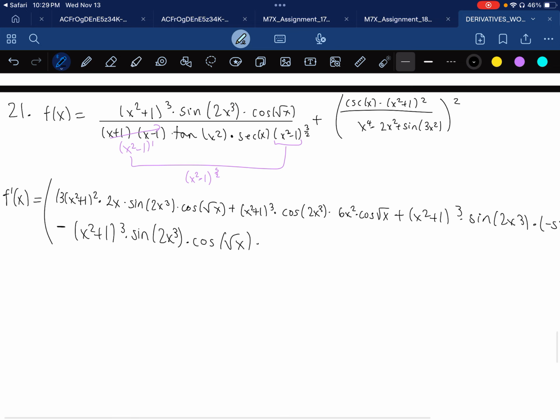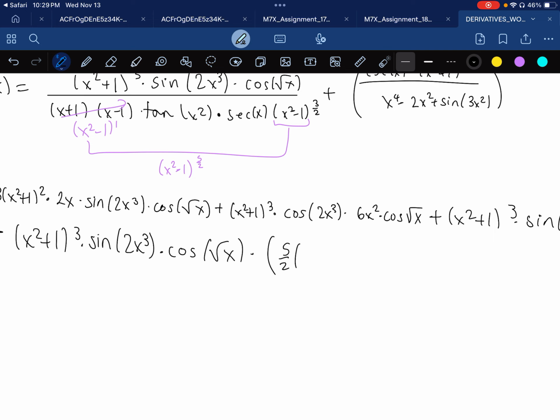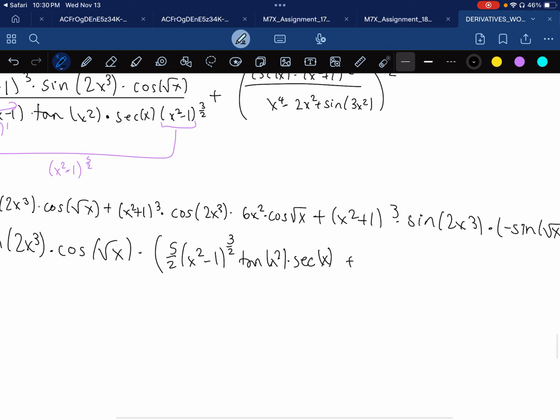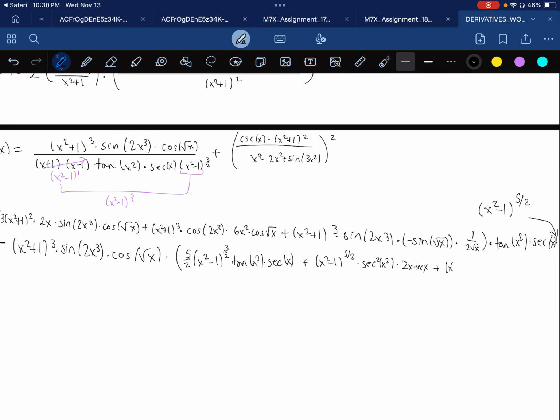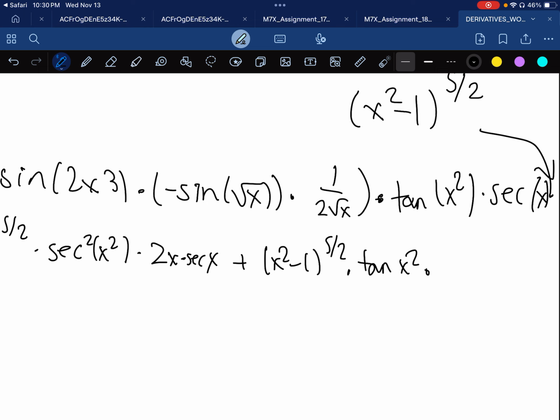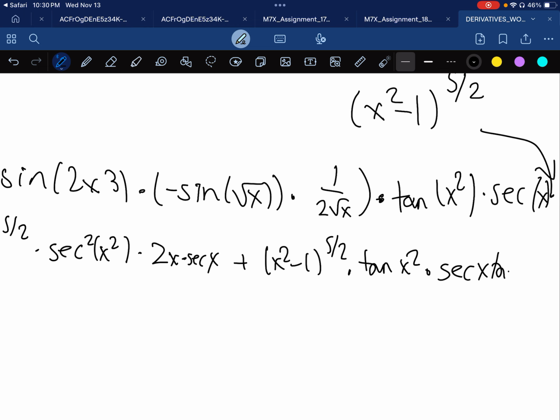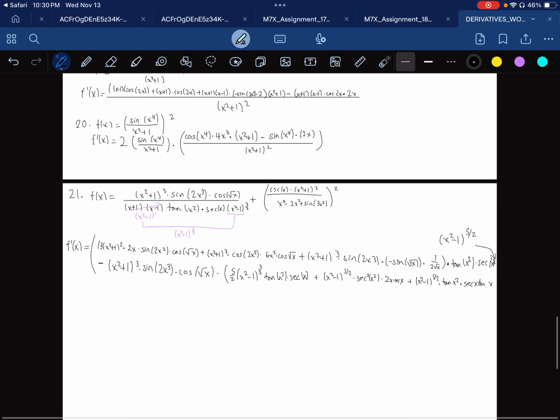So we're going to do the exact same thing to find the derivative of that. God, this is going to be an interesting one. 5 halves x squared minus 1 to the 3 halves times tangent of x squared times secant of x, x squared minus 1 times secant squared of x squared times 2x times secant x, plus x squared minus 1 to 5 halves times tangent of x squared times secant of x becomes secant of x tangent of x. And this is all still one big expression.